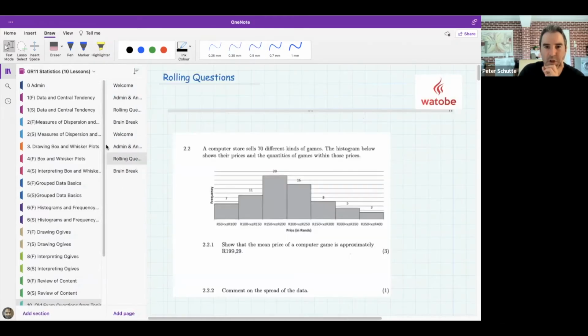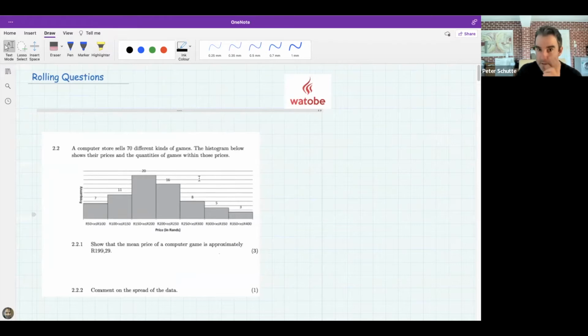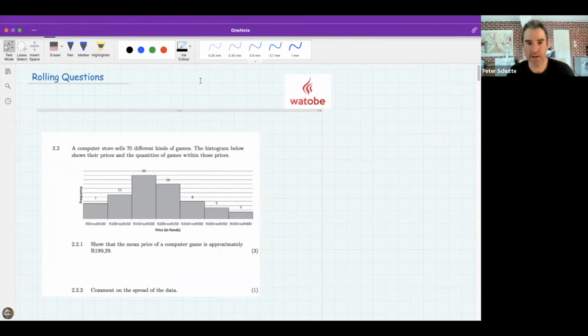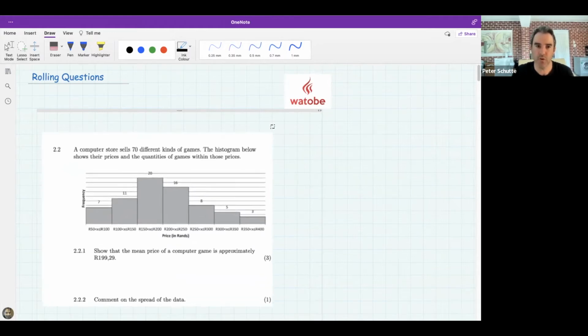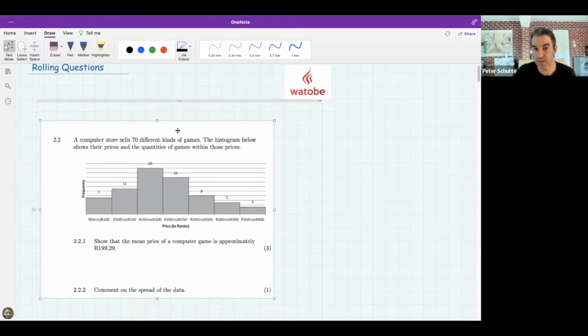Let's get going. Okay, so today's lesson is really just about old exam questions, and I've got a selection of questions which you're going to do now. So this first question starts off with a histogram. It says a computer store sells 70 different kinds of games. The histogram shows their prices and quantities within those prices.